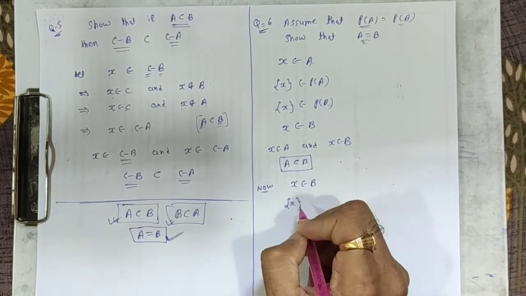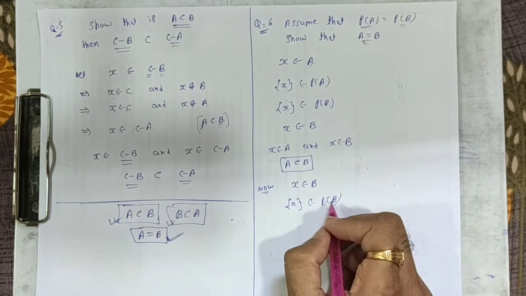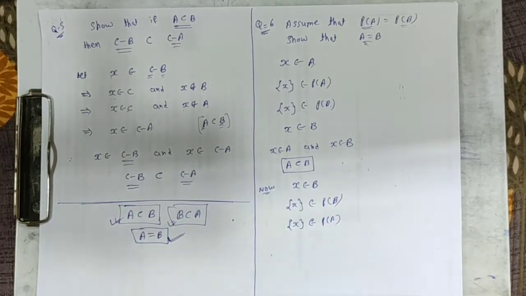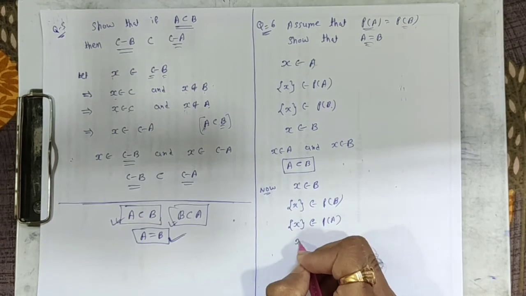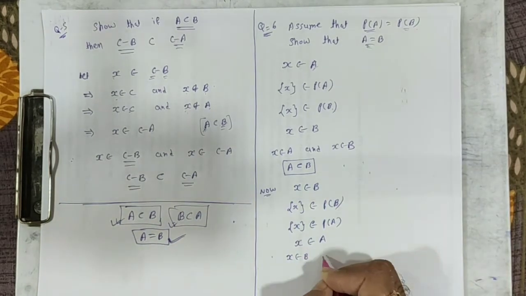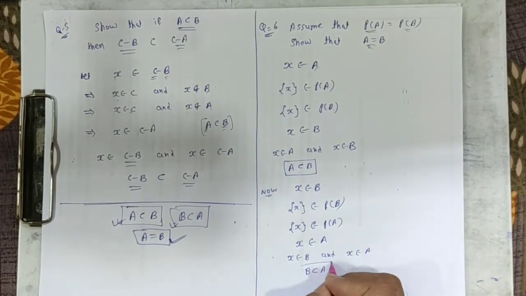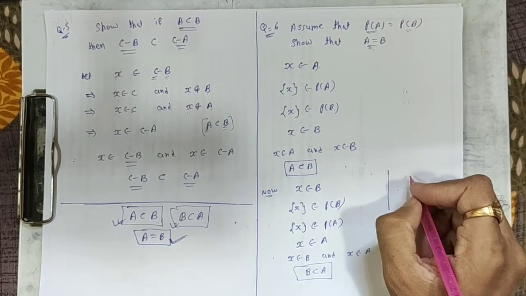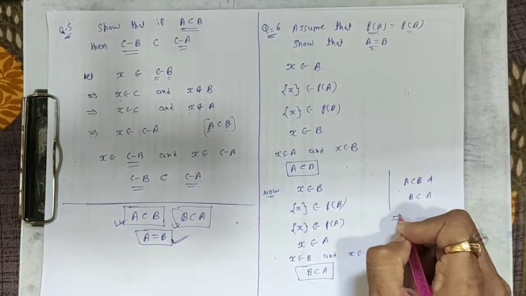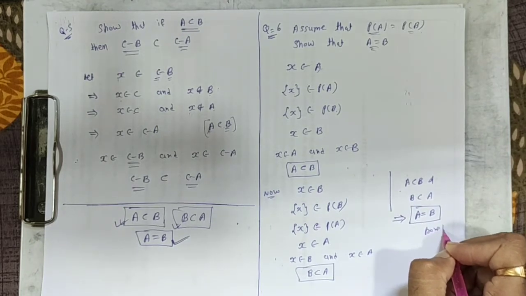As x belongs to set B, the set {x} belongs to the power set of B. The power set of B is equal to the power set of A. So therefore we can write that set {x} belongs to the power set of A. As set {x} belongs to the power set of A, we can say that element x belongs to set A. So again combining these both conditions, x belongs to B and element x belongs to A, so we can say that B is a subset of A. As A is a subset of B and B is a subset of A, this is only possible when both sets are equal. Hence it is proved. Clear, students?